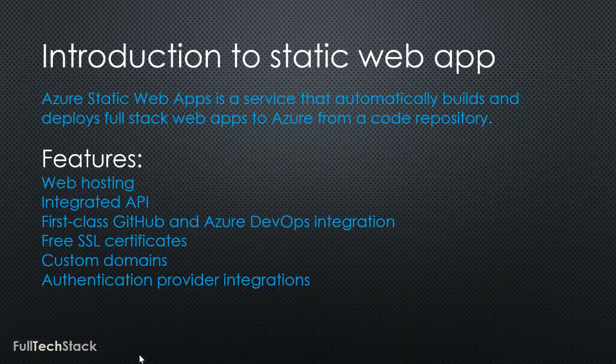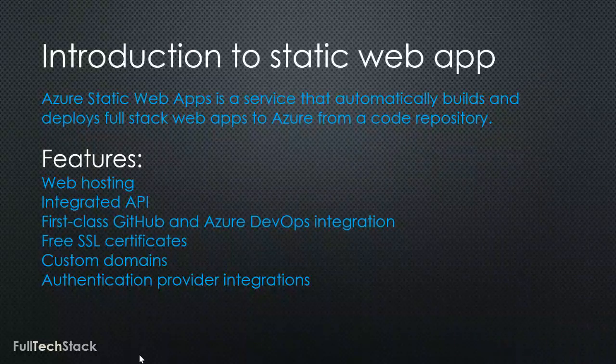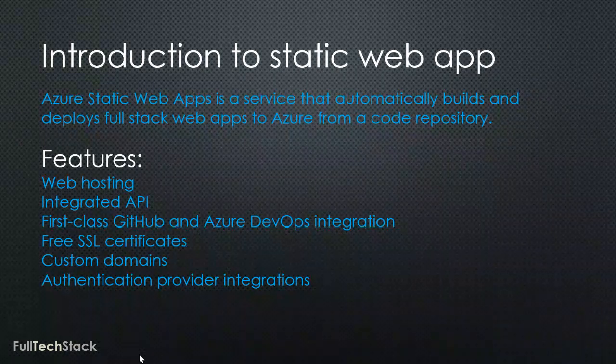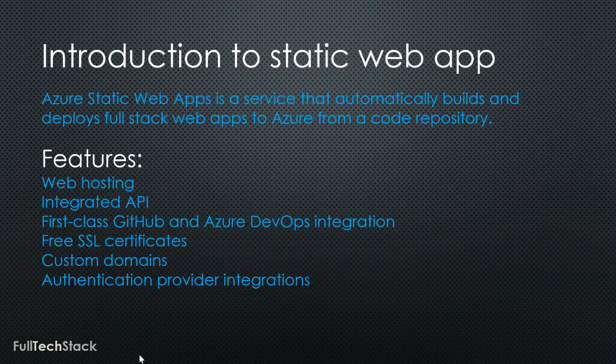So these are the features. With the static web app, we get free web hosting. We have two tiers, one is free and one is standard, and we will see how we can host our application with the free tier. Then it has an integrated API, so it's not only a static web app. We can create an API in the same repository with the type of function, and we can publish the static web app and Azure function from the same repository.